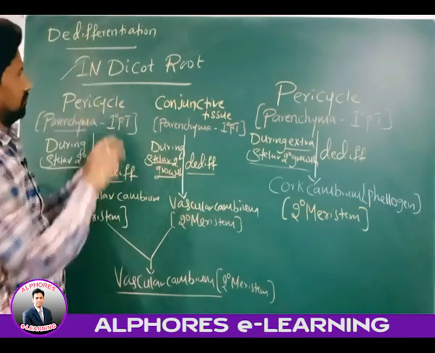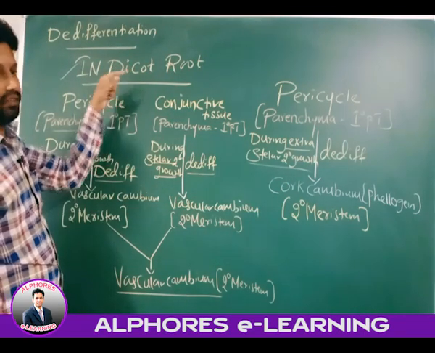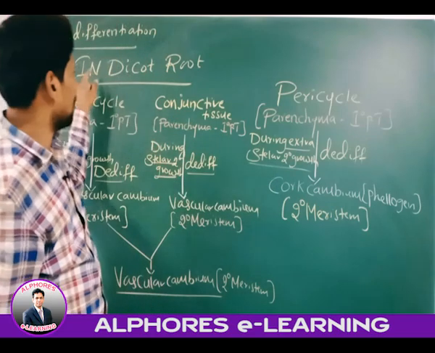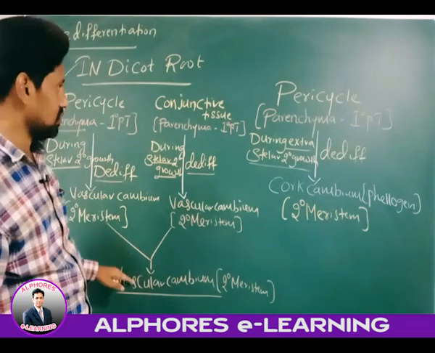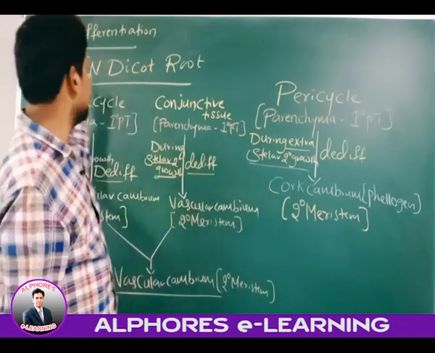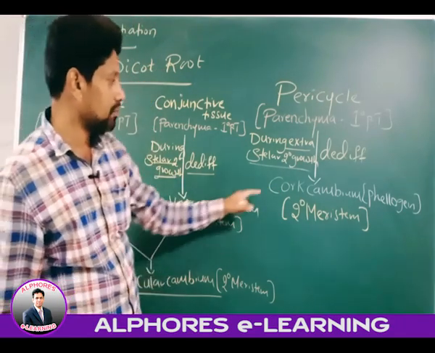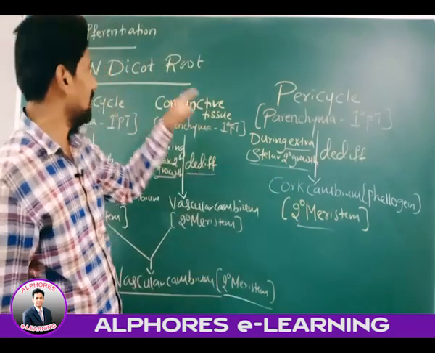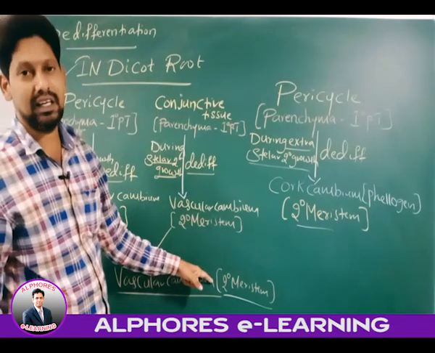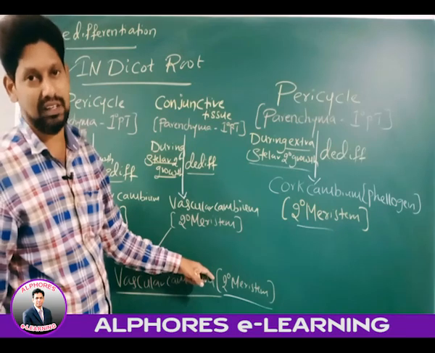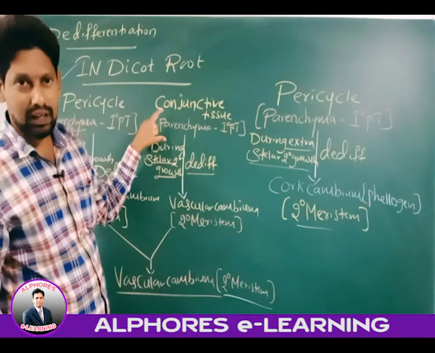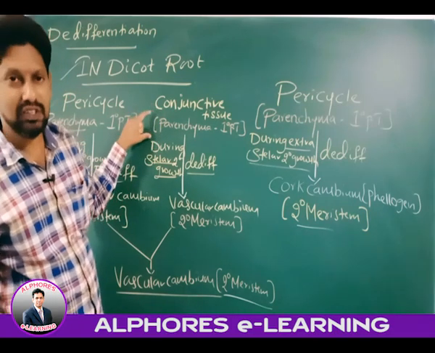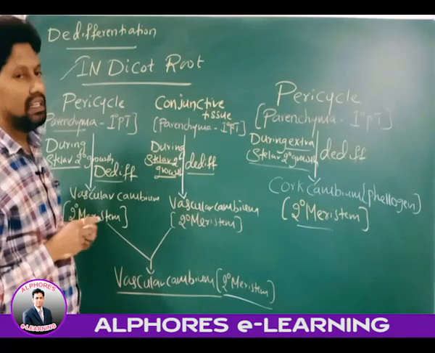Therefore, in case of dicot root, pericycle produces vascular cambium and cork cambium. Yes or no? In dicot root, vascular cambium and cork cambium are completely secondary meristems. Vascular cambium and cork cambium of dicot root are purely secondary meristems. Actually, we all read these statements during our first year. Once again we repeated the same statements. Is it okay? Right? This is concerned to dedifferentiation.